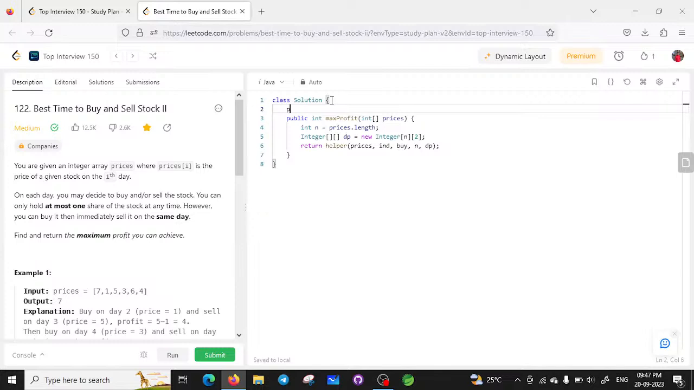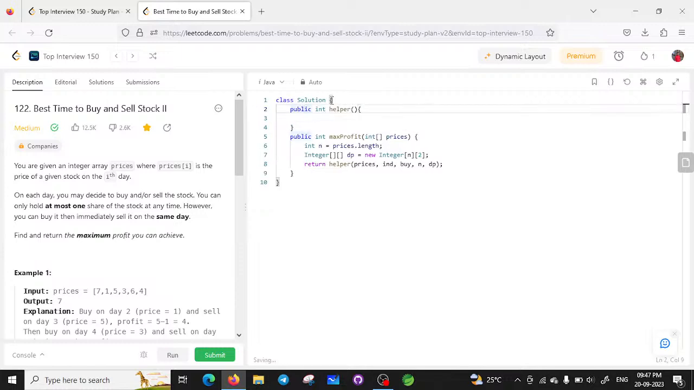So for that I will be creating one helper method, public, and the return type will be int, helper, int prices. Okay, int index, ind means index, int n is the length of the array, and at the end integer dp. Prices will be prices. At the first go, index will be starting from 0 and buy is 1 because we will be eligible for buying, and n will be the length and dp will be the 2D array.